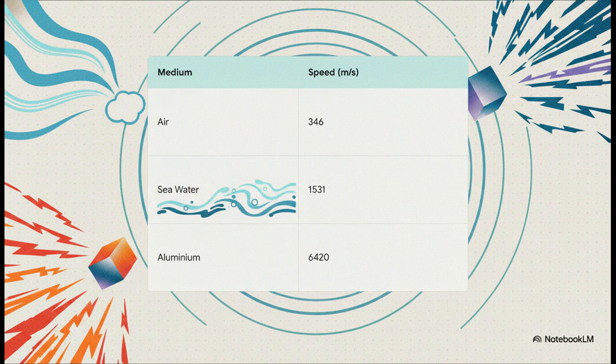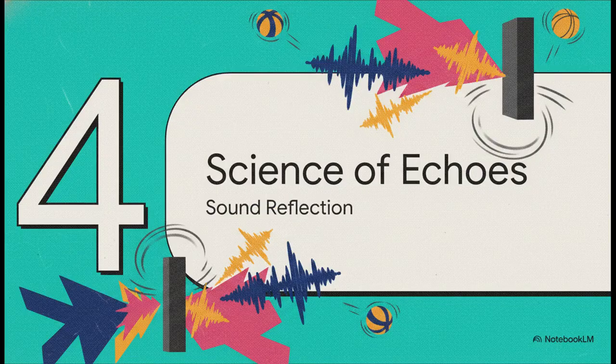Because the particles in a solid are packed so tightly together, the sound wave transfers its energy way more efficiently. It literally rips through solid aluminum at a staggering 6,420 meters per second. That is vastly faster than in the air we breathe. Let's move to Section 4, the science of echoes, reflection and reverberation.